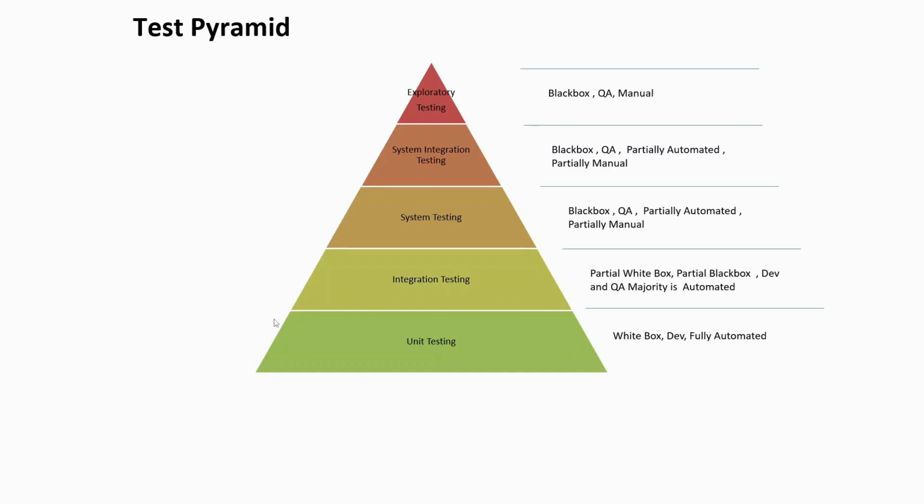So you should have the maximum number of unit tests at earlier stages of your software development to catch as many defects as possible. As I told, this is white box testing completely done by the development team and it can be 100% automated.